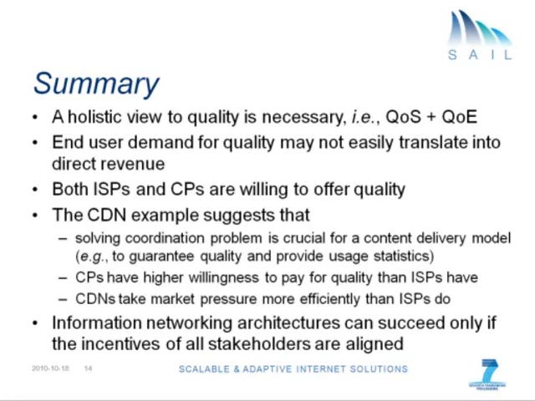Then content providers have higher willingness to pay for quality, and CDNs take the market pressure more efficiently than ISPs do. And maybe the final thing that I want to say is that information networking architectures can succeed only if the incentives of all stakeholders are aligned. This, of course, is true of every technology that requires adoption from multiple stakeholders.